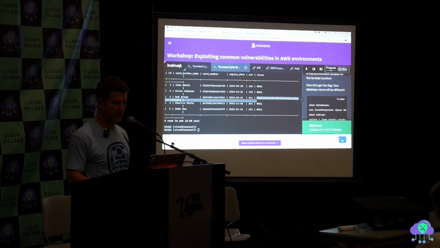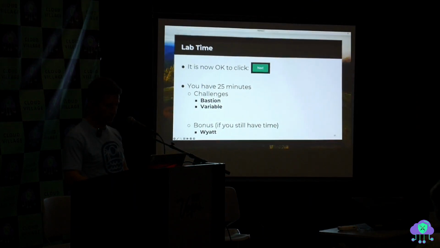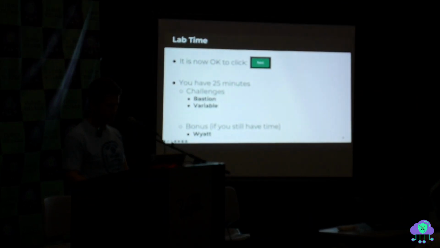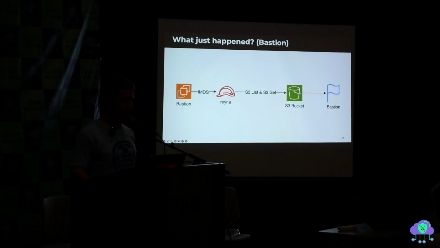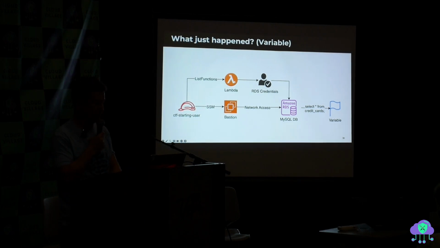So now I'm going to switch over to the slides again. Okay, so let's recap. In the first challenge, we simply used the role Reina to access the flag. And in the second one, we had to first use the Lambda list functions to get the credentials, but we didn't have access to the database there, so we then had to use the Bastion host, which gave us access to the VPC, and then we were able to access the database.